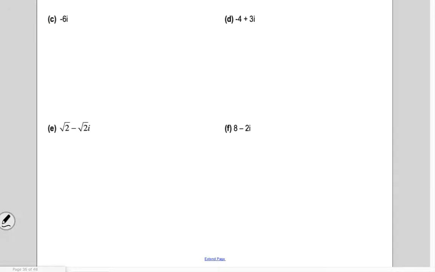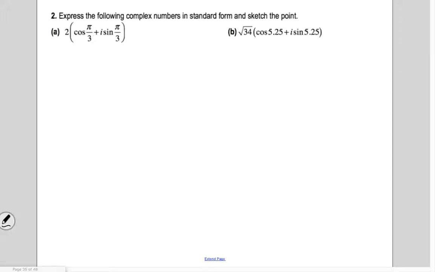We got a couple more. All right, so let's try these ones. So go to sketch these out, try to figure out the angle. I would say D and F you definitely need a calculator on. The other ones, so C and E, you maybe don't need a calculator on. So think about where those are located.